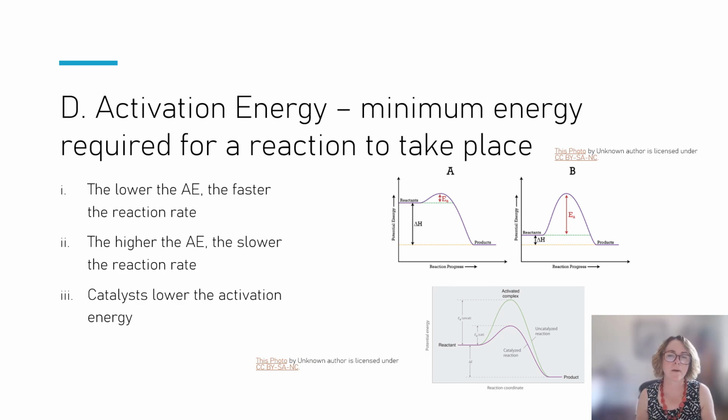You want to think about how difficult it is to overcome. If you have a large activation energy like you do here, that's going to be much harder to overcome, and so it's going to be a much slower reaction than if you have a small activation energy. And then keep in mind catalysts. We talked about catalysts already, and they're going to lower the activation energy. And if you can lower that activation energy, you can make that reaction go quicker.